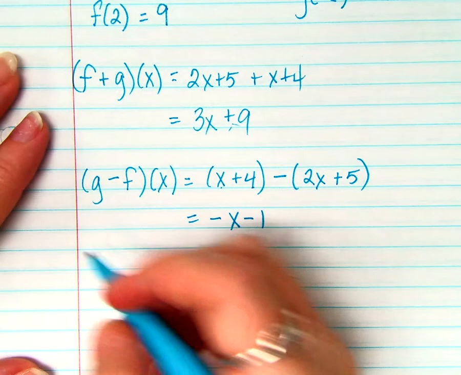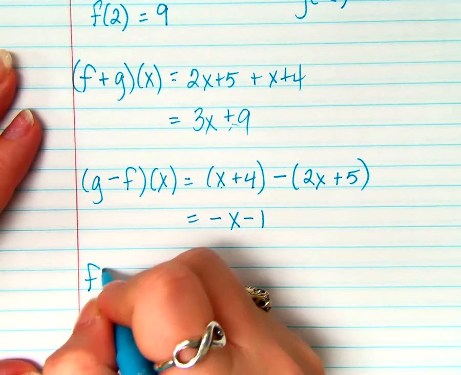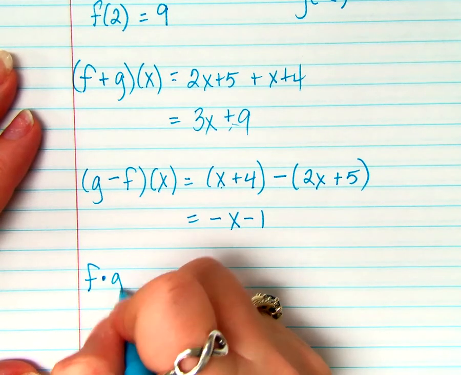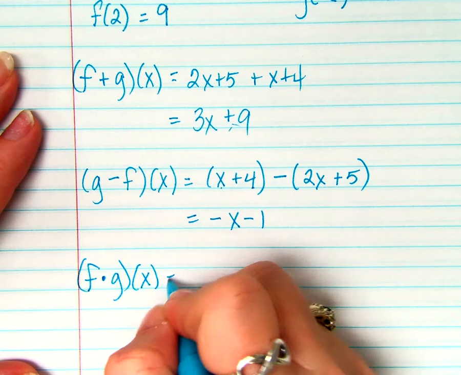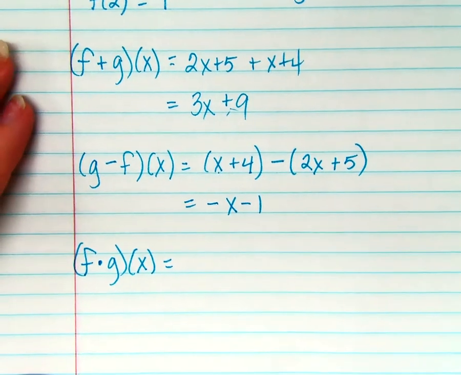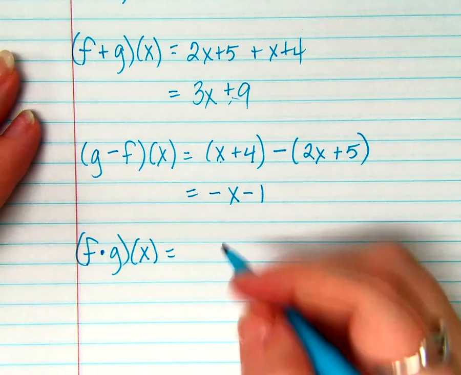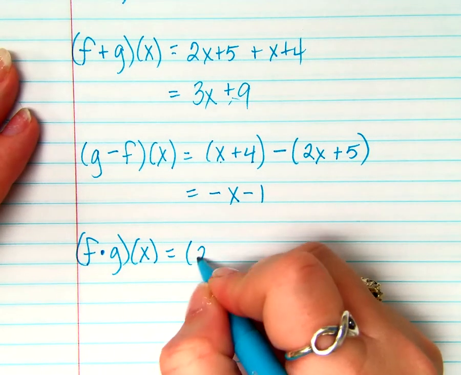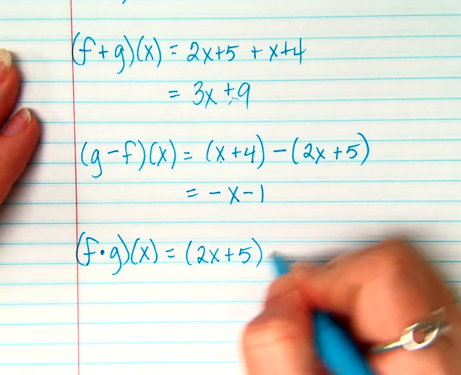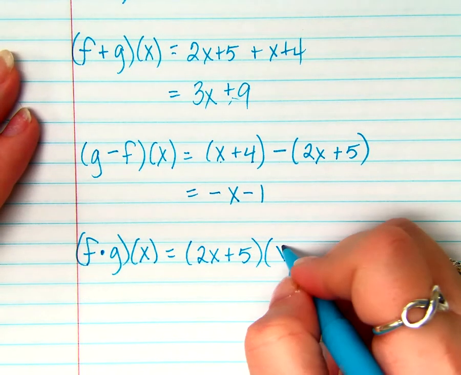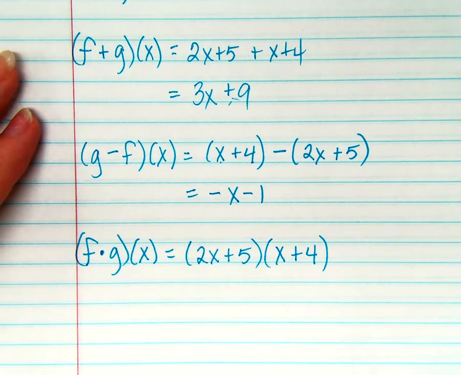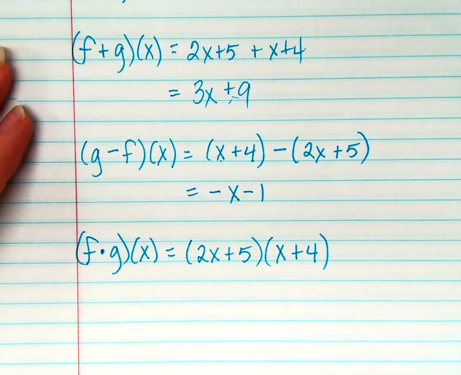Okay. What about this one? f times g of x. What should I do with those? Multiply them. What's f of x? 2x plus 5. Good. And what's g of x? How do I multiply them? What's it called? Distributive property.